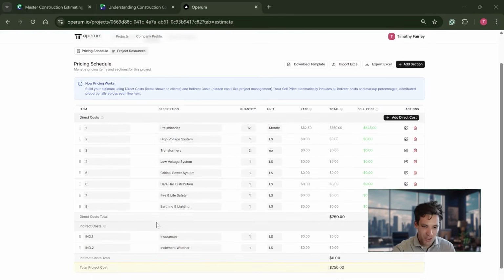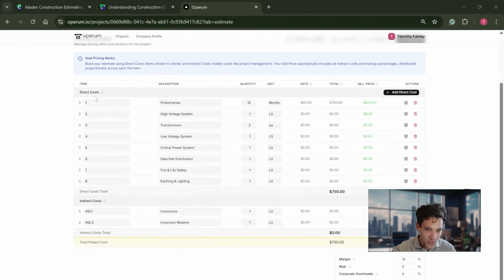term direct and indirect costs, and I don't want to add confusion with this, but when you're preparing an estimate and submitting it to your client, I use the term direct cost as an item that we're going to show to our client in the pricing schedule, that we're going to put a sell price against, and an indirect cost, something like insurances or inclement weather, which we don't want to show in our pricing schedule to the client. So we're not going to mark it up and produce a sell price. But any money we put against these items, we're going to spread across all of our direct costs.